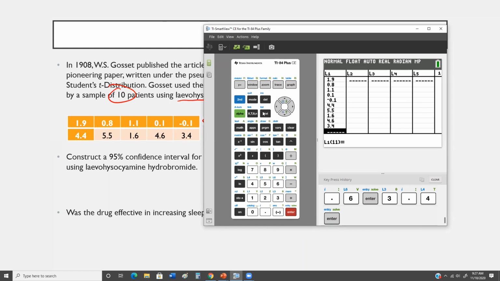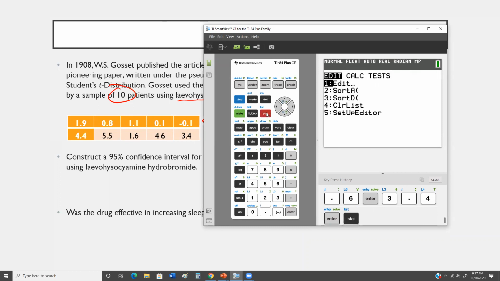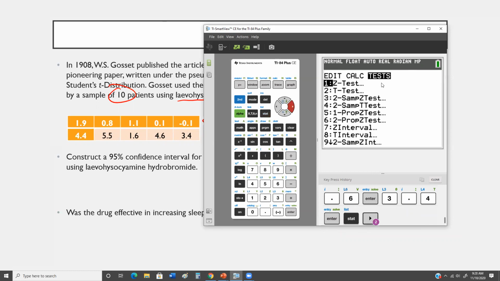Now the next thing you're going to do is hit the stat button again. Okay, so everybody hit the stat button. And over the next month that we have left of class, which is going to go really quickly, we're going to scroll over to this thing called tests. And you see all these options here: z-test, t-test, 1 prop z-test, 2 prop z-test. This is going to be for hypothesis testing.